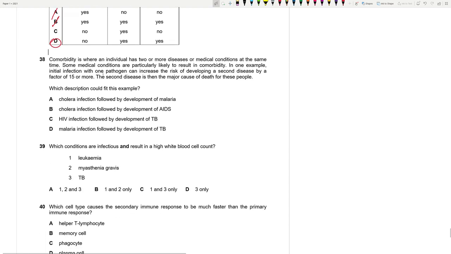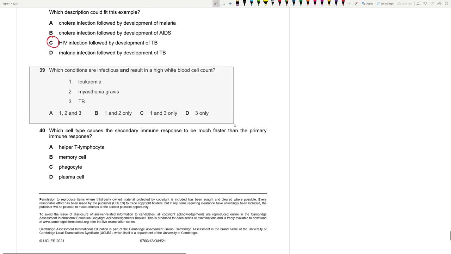38. Comorbidity is where an individual has two or more diseases or medical conditions at the same time. We saw a question like this in February, March 2022, variant 22. Some medical conditions are particularly likely to result in comorbidity. In one example, initial infection with one pathogen can increase the risk of developing a second disease by a factor of 15 or more, as we see in HIV and TB. Which description could fit this example? HIV infection followed by the development of TB. This is totally perfect. Okay, 38 C.